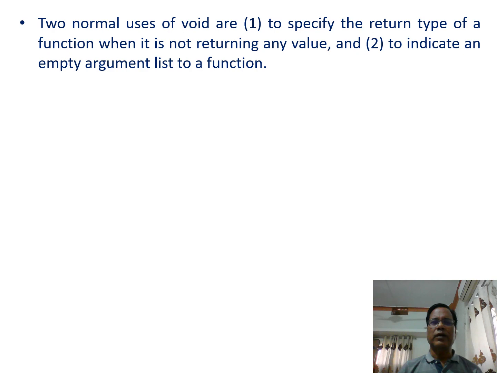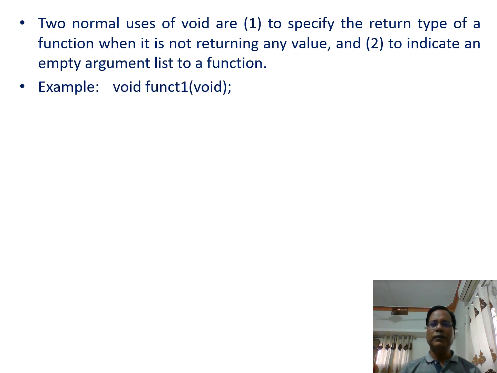Two normal uses of void are: one, to specify the return type of a function when it is not returning any value. This is the first application of void. That is, if a function is not returning any value, then we specify its return type as void. Second application, to indicate an empty argument list to a function. So these two are the applications of the void data type.